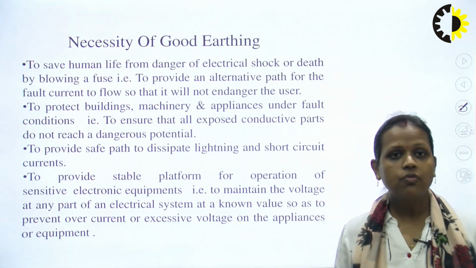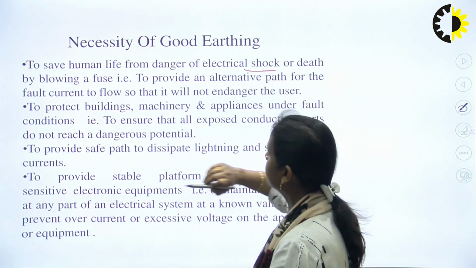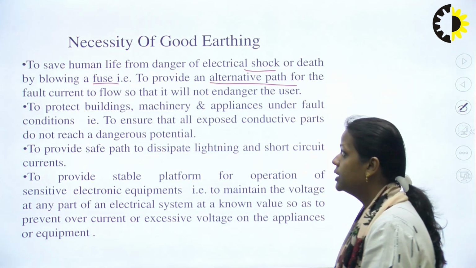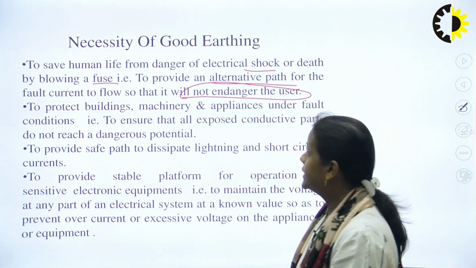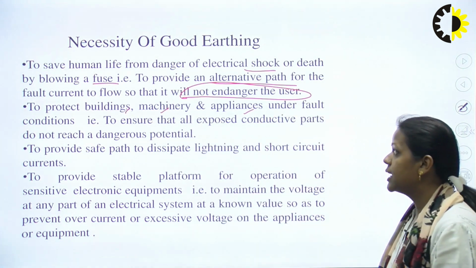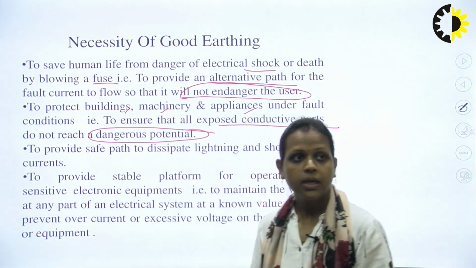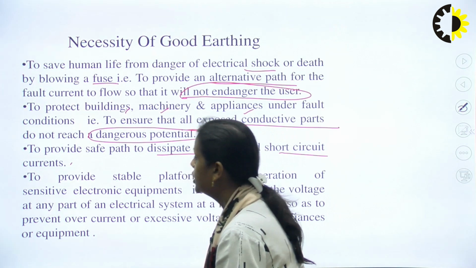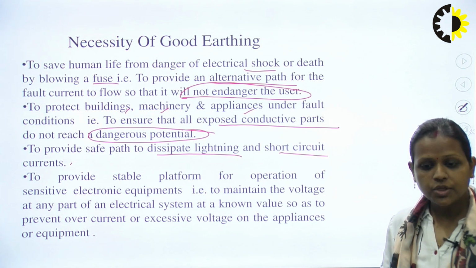Now what is the necessity of good earthing, right? To save human life from danger of electrical shock or death by blowing a fuse, that is, to provide an alternative path for the fault current to flow so that it will not endanger the user. To protect buildings, machinery and appliances under fault condition, that is, to ensure that all exposed conductive parts do not reach a dangerous potential. And to provide a safe path to dissipate lightning and short circuit currents, to provide a stable platform for operation of sensitive electronic equipment.